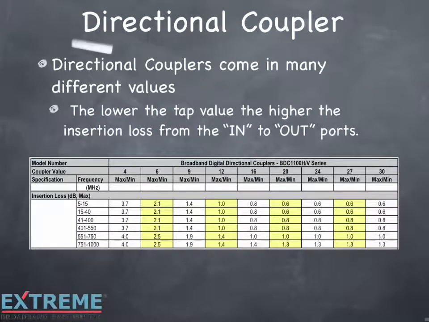Directional couplers come in many different values. The lower the tap value, the higher the insertion loss from the in to the out ports. Here's a specification sheet for our broadband digital directional couplers.